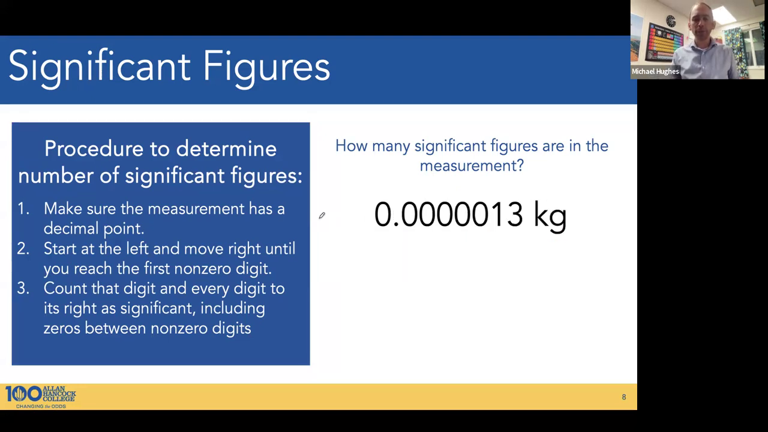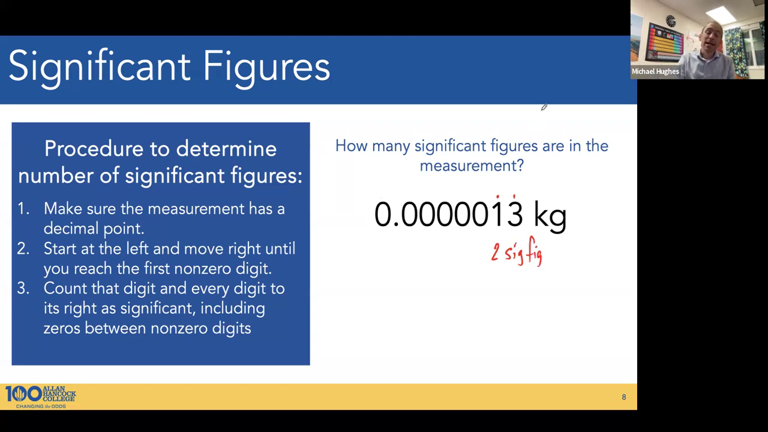All right, let's try another. So here we have a value, decimal point. That's the first step. Check. So start at the left and move right until we find our first non-zero digit. Got a long way to go. And we go here. And then we have 1, 2. So 2 significant figures.